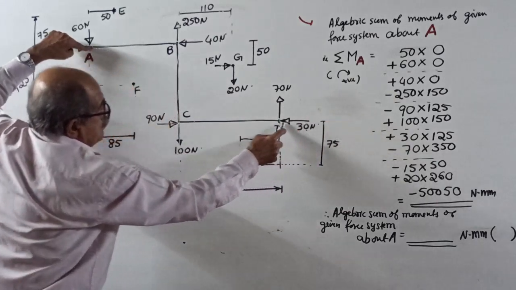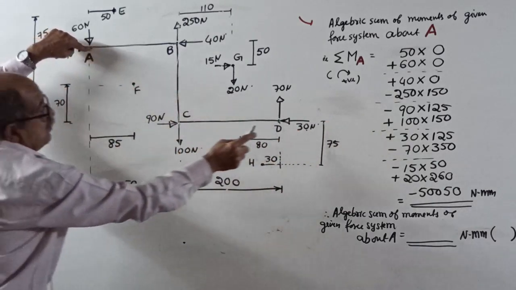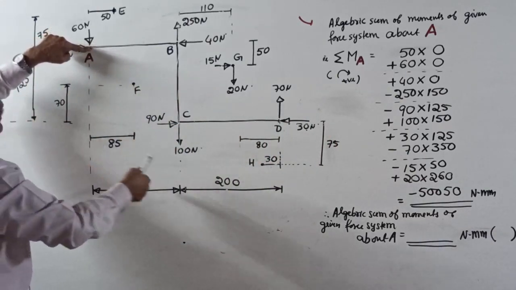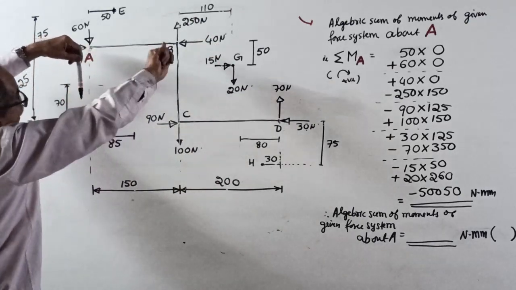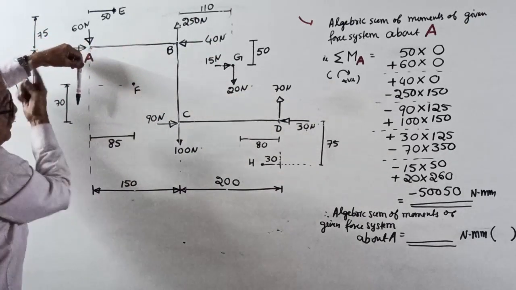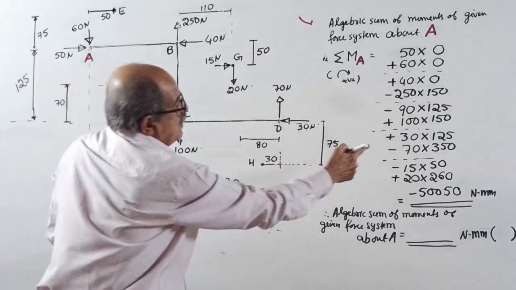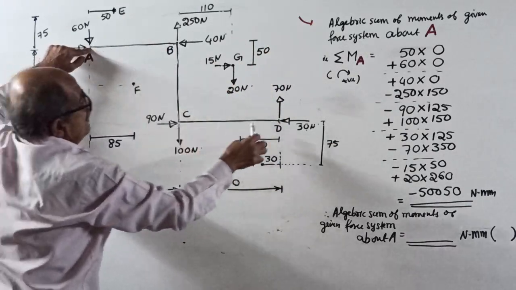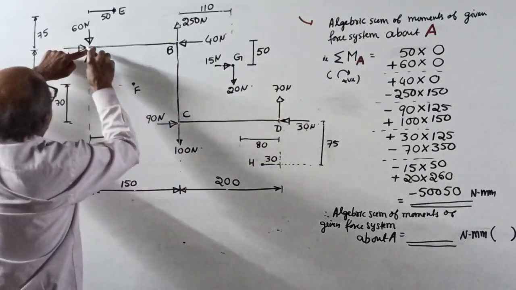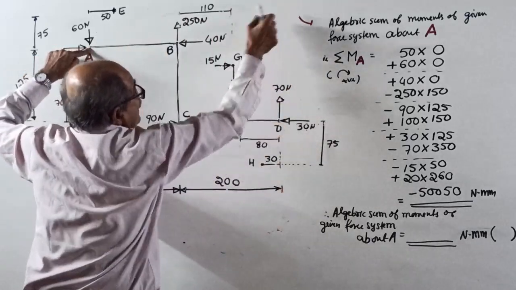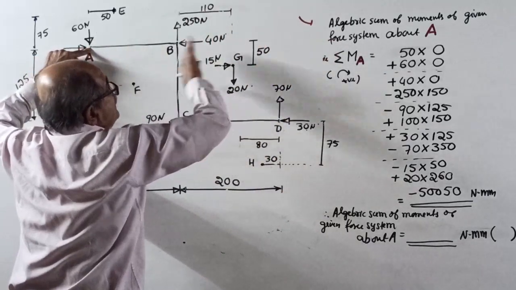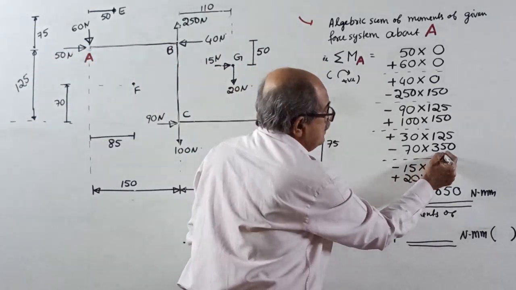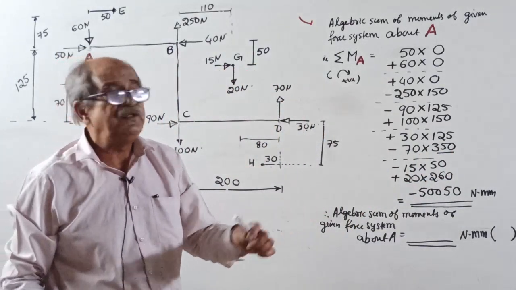30 into, it is a horizontal force. 30 into once again 125. See, if I hold at A, it is clockwise. I wrote here 30 into 125. Then 70 into, moment about A you are doing. See, to this line of action, it is a vertical force. This distance is 150 plus 200, 350. If you want, write somewhere how 350 came.